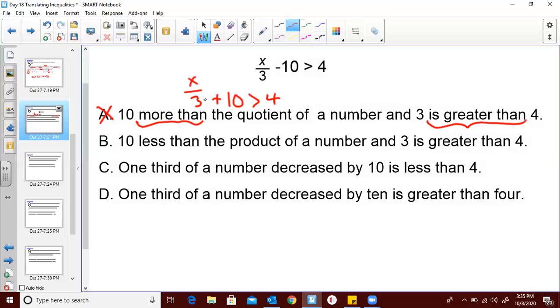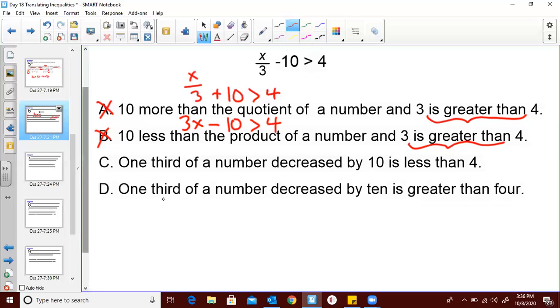And you can see that we have a plus here and a minus here, so A is going to be wrong. So now we have 10 less than, so 10 less than. So that's looking pretty good. Remember, that's our backward statement. The product of a number. So product is going to be multiplication of a number and 3. So that's going to give me 3x. So right away, I can tell you that B is not going to be my answer. But just because we're practicing, let's continue. Is greater than, my greater than symbol, and 4.